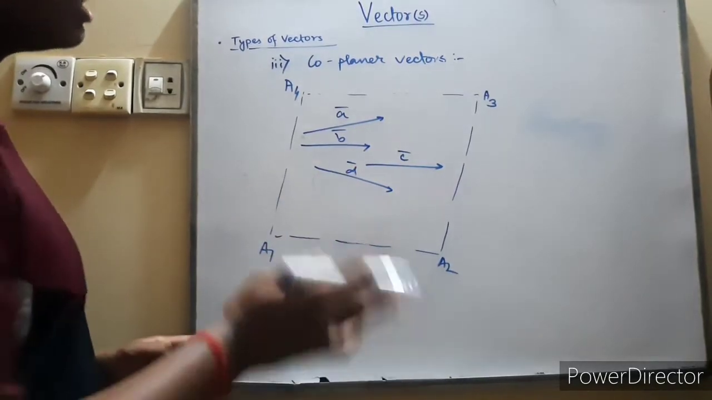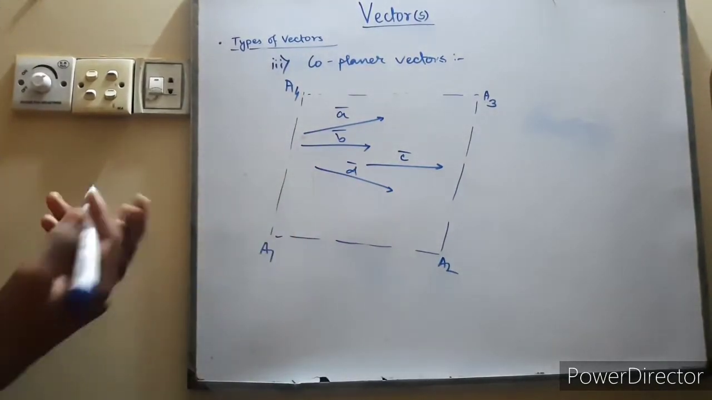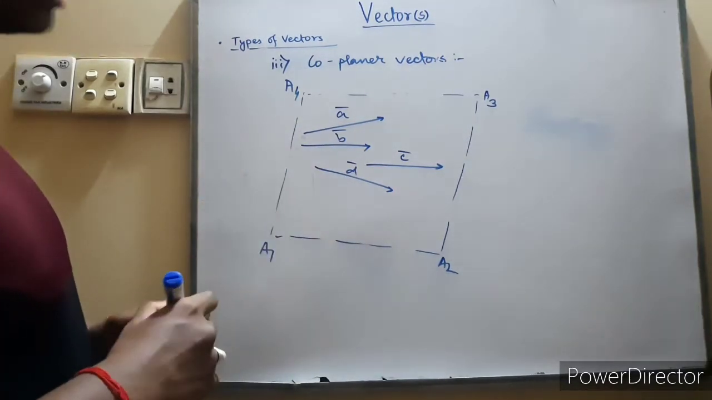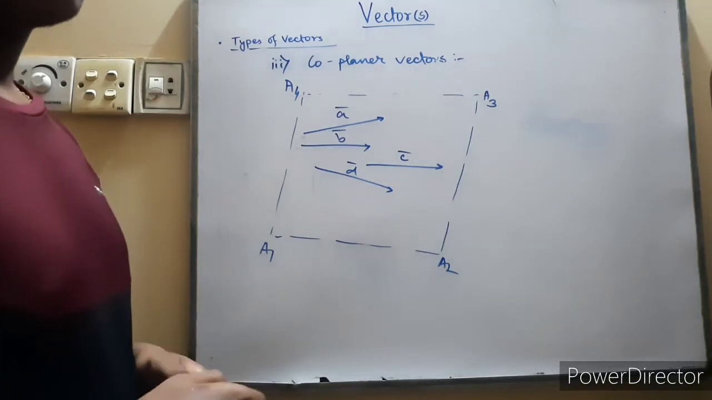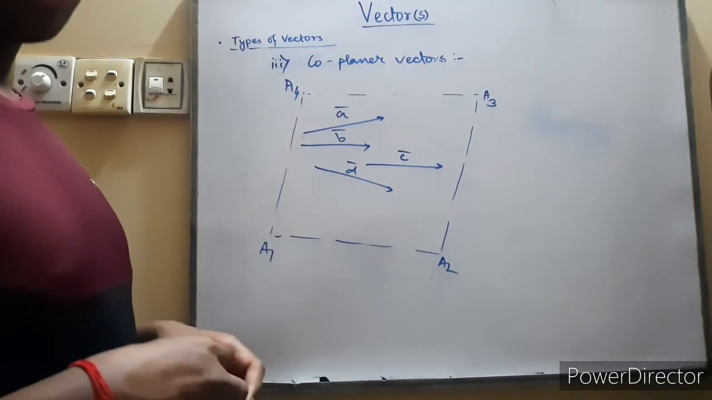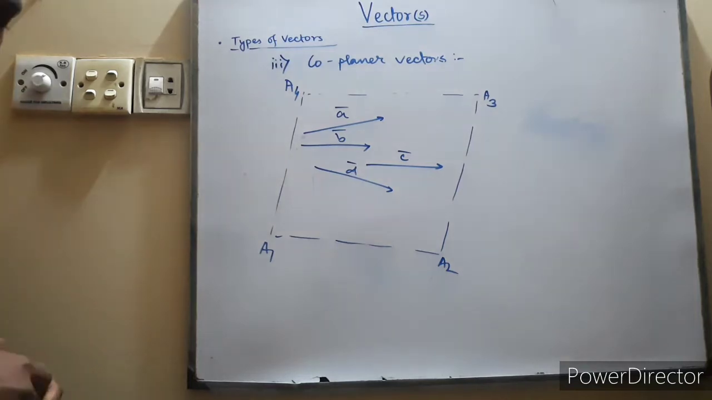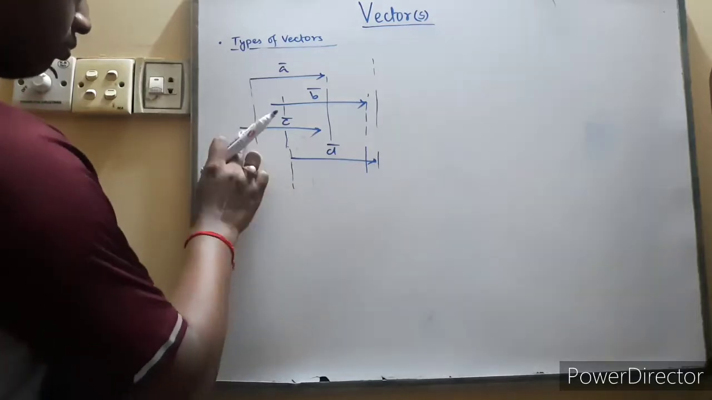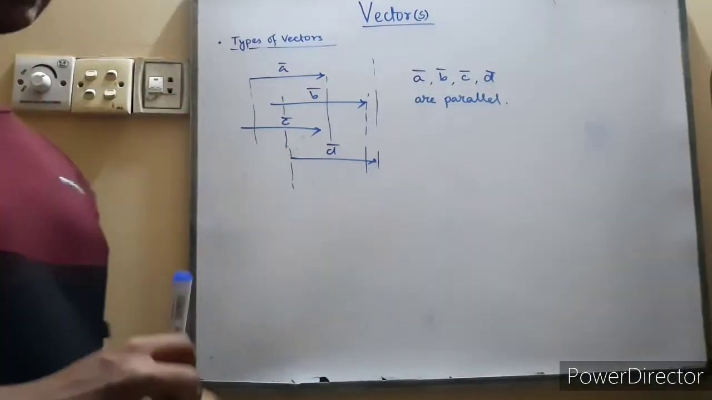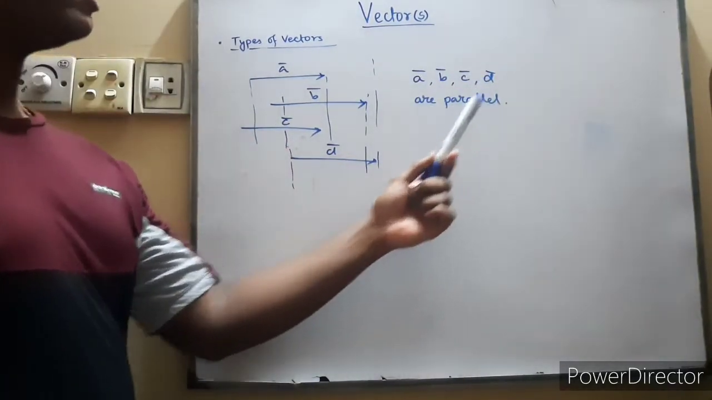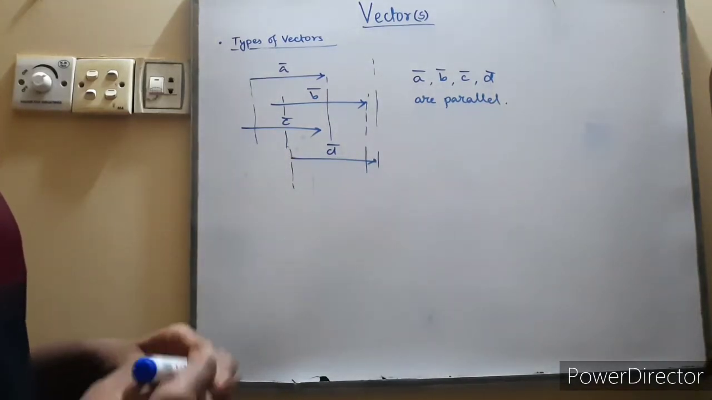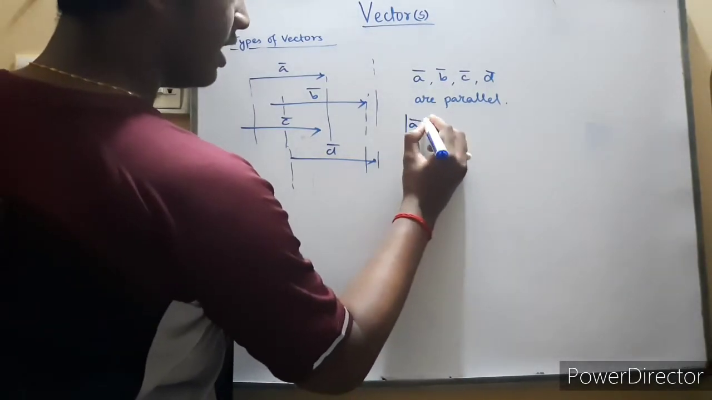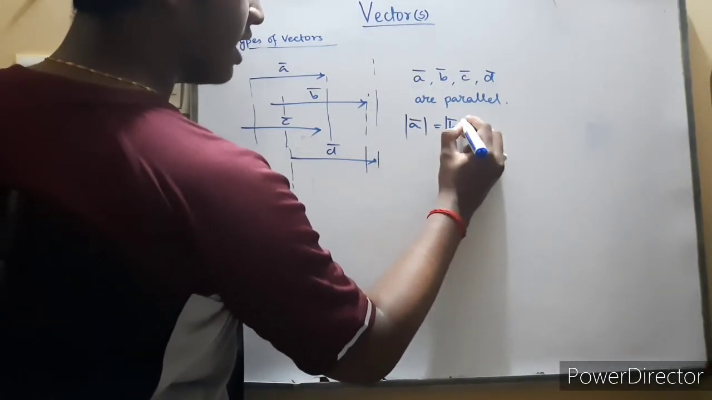Coplanar vectors, that is, they share the same plane. They may not lie on the same plane, but they are called coplanar vectors. Now we will discuss why we consider them coplanar, knowing that they are not actually lying on a single plane. Consider A, B, C and D vectors. These four vectors are parallel and they also have the same magnitude.